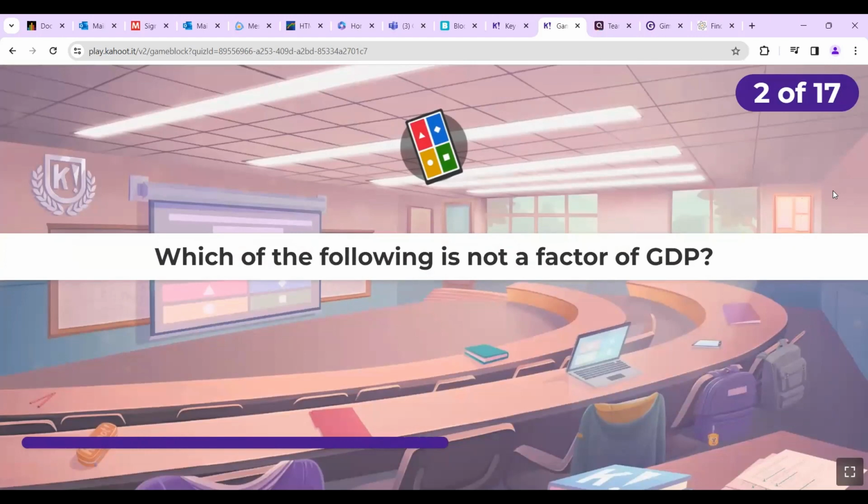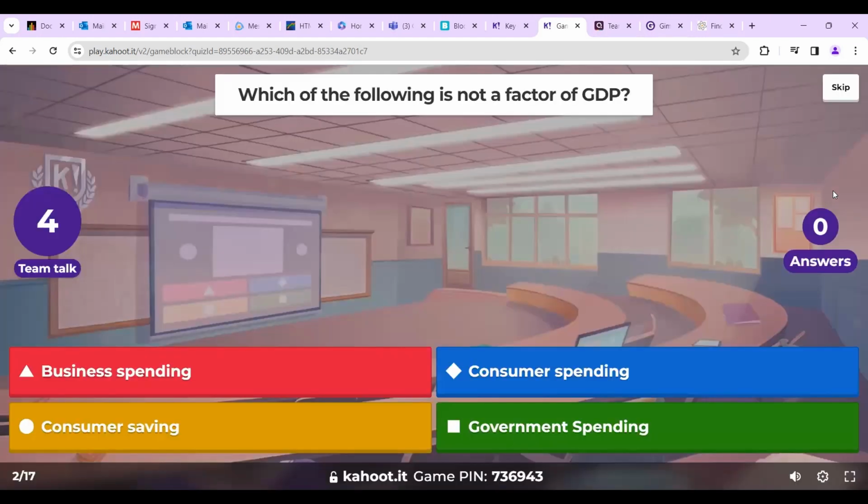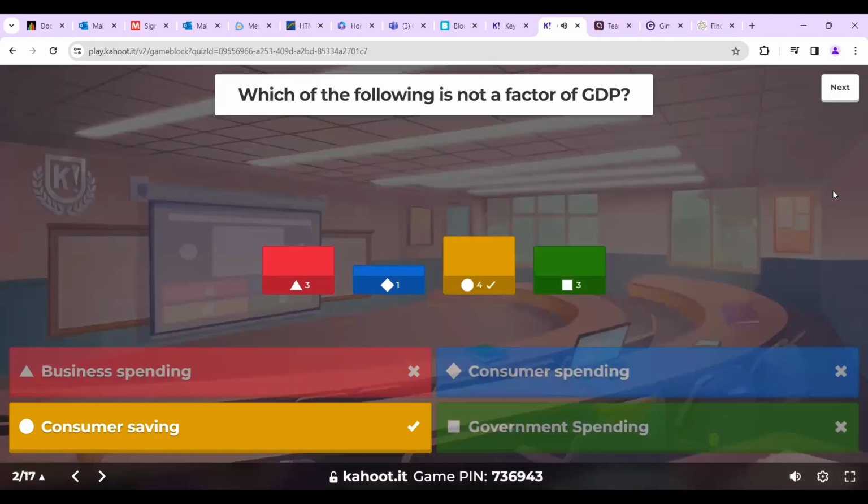So which of the following is not a factor of GDP? So it'd be consumer savings. So consumer savings is not part of GDP. Business spending is under investment. So business spending is the same thing as investment. Yeah, so investment is part of GDP. Yeah, business spending and investment are the same thing.